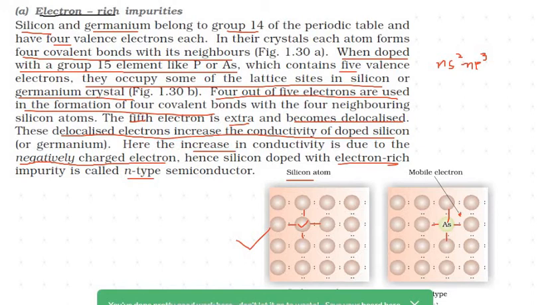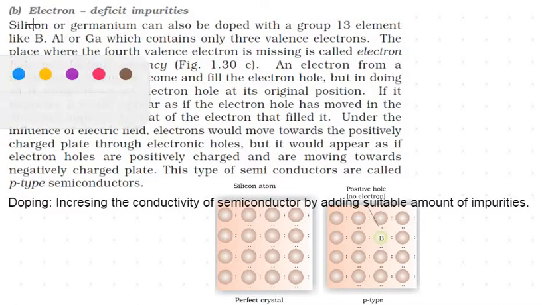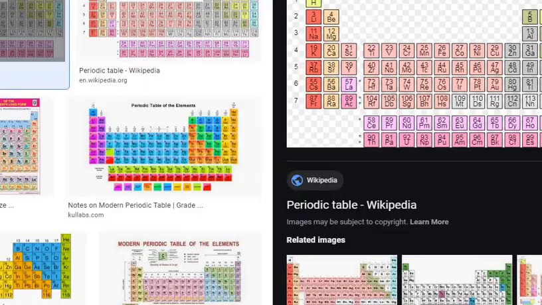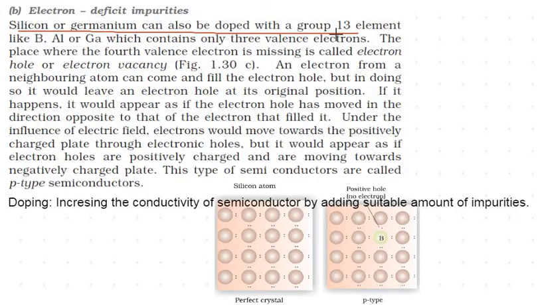Now we are moving to the electron deficient impurities. Electron deficient ones are those which are deficient in electrons, as the name itself suggests. The silicon and germanium, when they are doped with group 13 elements. So let's see group 13 elements: aluminium and gallium or indium. Generally aluminium or gallium is added in this.